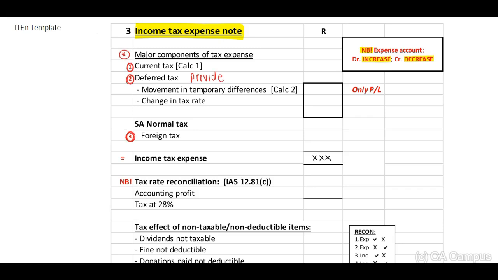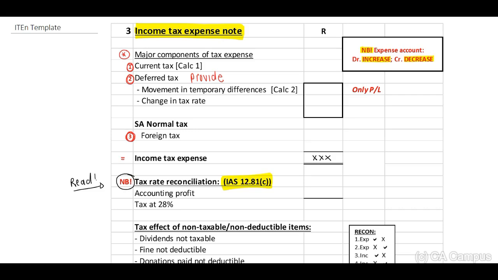Then, please note, and you need to read your scenario carefully. If they indicate to you to include your income tax expense note, and they do not specifically state that you do not have to include your recon, you have to include your recon, your tax rate recon. Okay, we're going to look at this just now.